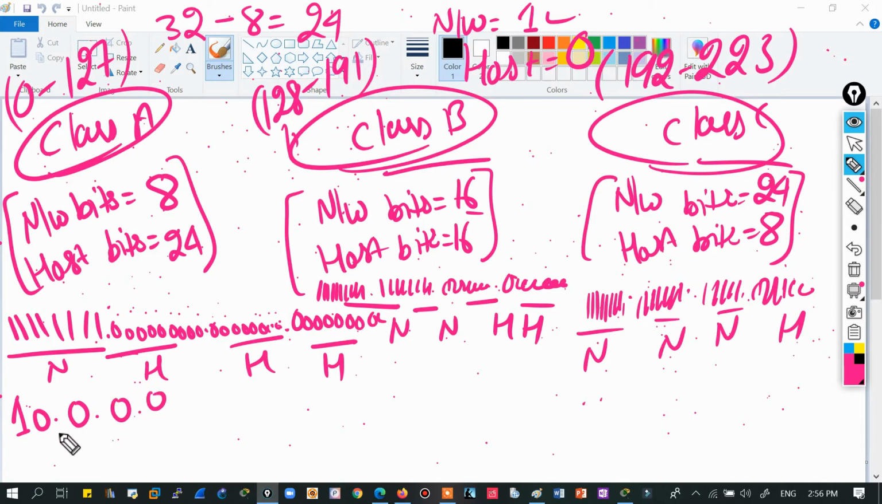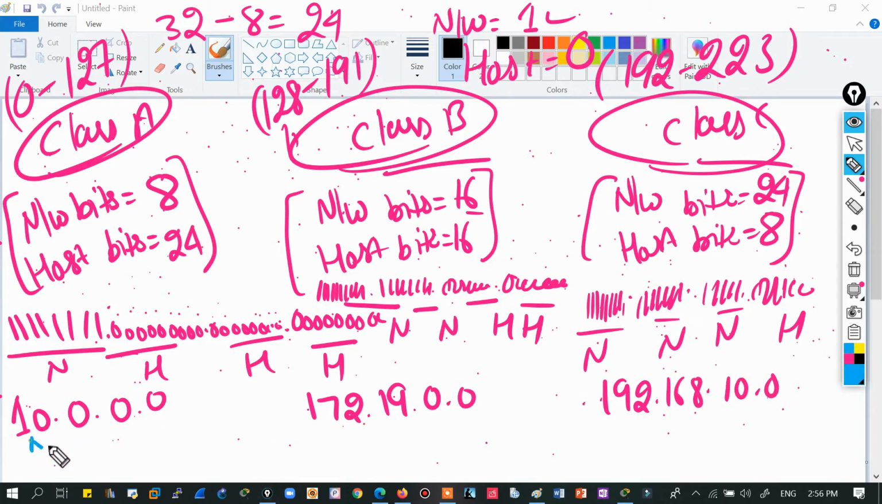So let me take this standard example of 10.0.0.0. Again in class B, let me take this example 172.19.0.0, and 192.168.10.0. Now in this one, this is the network part, this is the host, this is the network part, this is the host, and this is the network part, and this is the host. So just remember that when we are discussing IP addressing, there are some different terms that we need to know. Okay, and what are those terms?